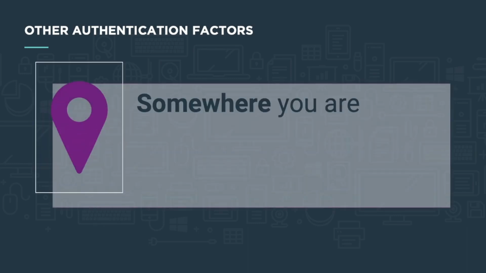Somewhere you are authentication uses a physical location to verify a user's identity. For example, you may have a desktop system configured to allow authentication requests only if the user has passed through the building's entrance using their ID card. If the user tries to log into the desktop, the system will look to see if the user has entered the building. If not, the user's account is locked.